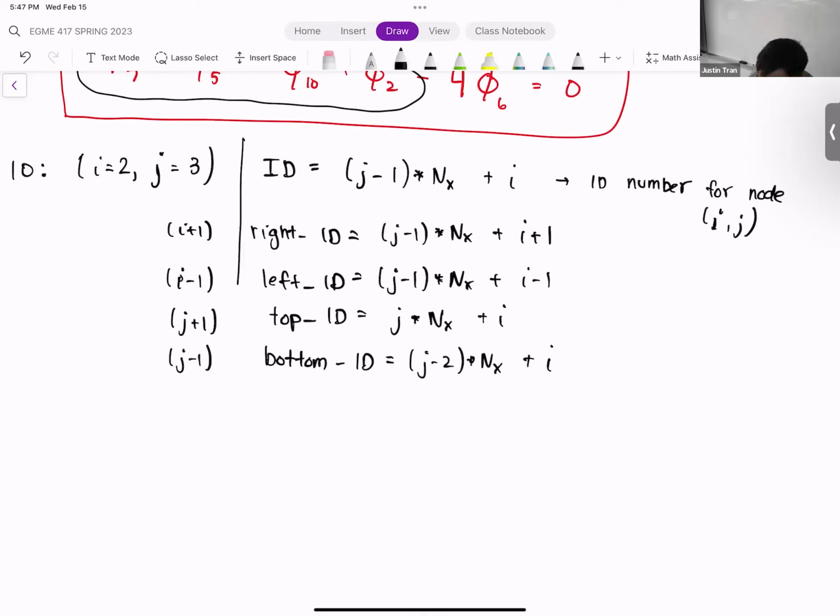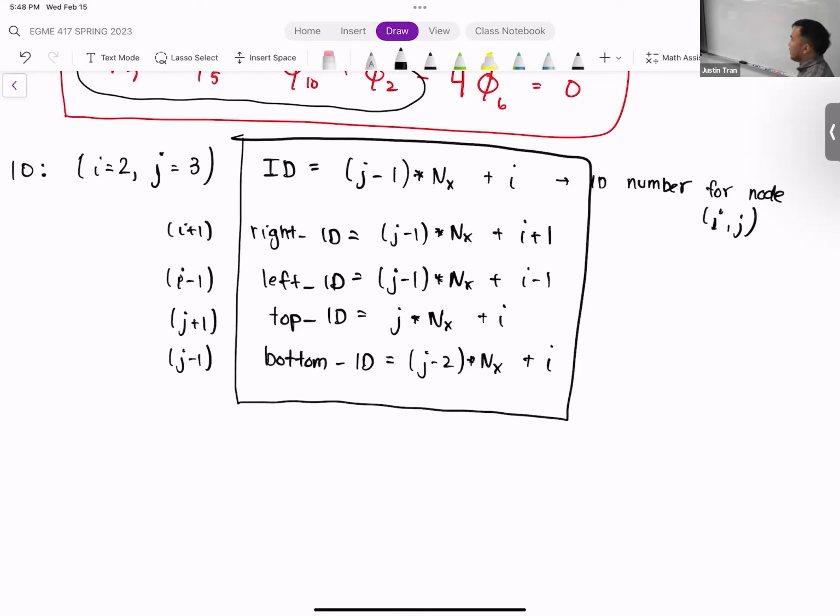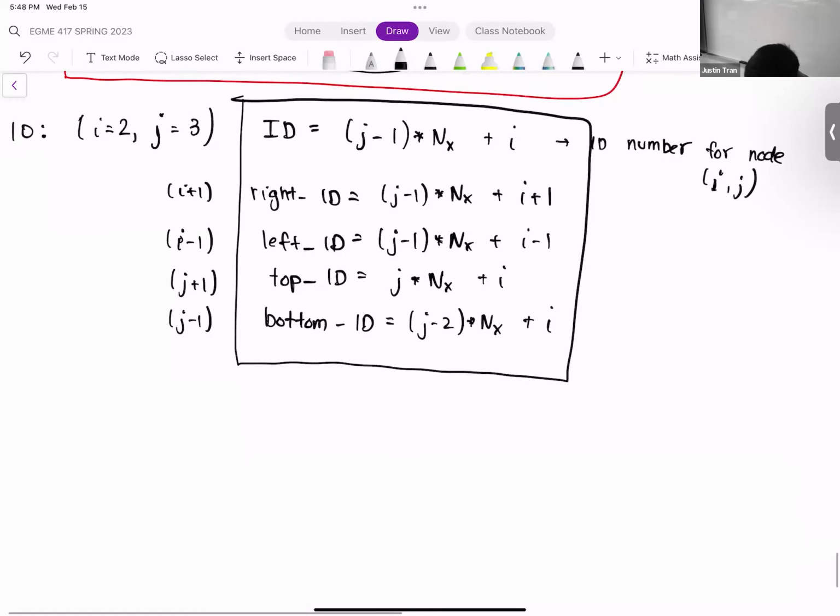And so if we take these 5 equations, including the original ID number equation, and we plug in the I and j values for node 10, we should get the ID numbers for all of the neighboring nodes as well. All right, any questions on this? Okay, so let's go ahead and plug in. Let's check the ID number. We kind of already know the ID number is 10, but let's just go ahead and verify.